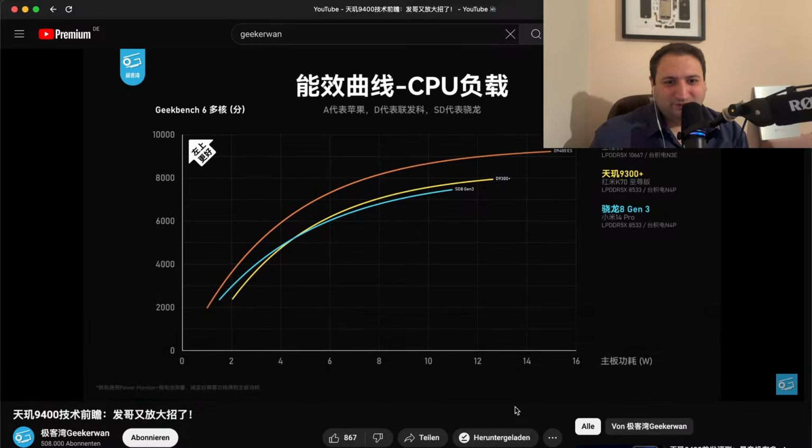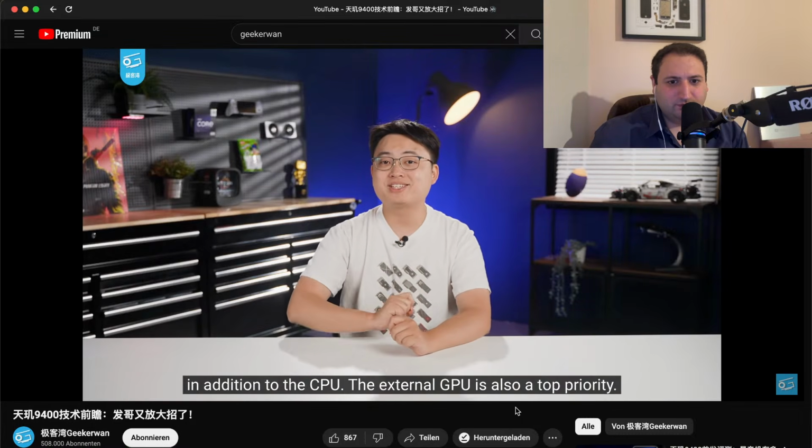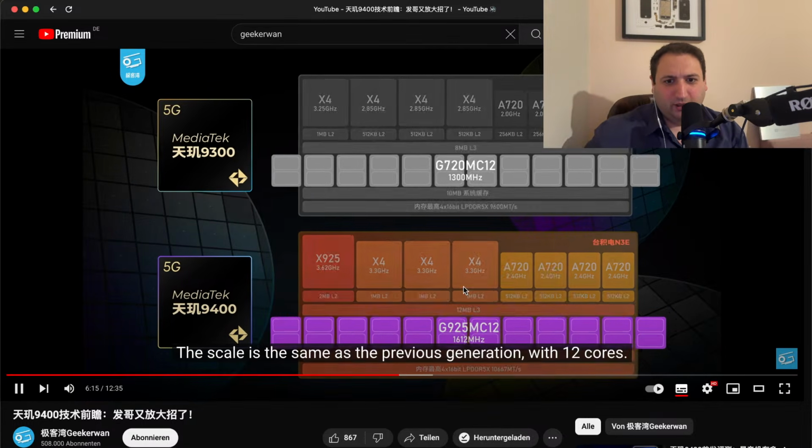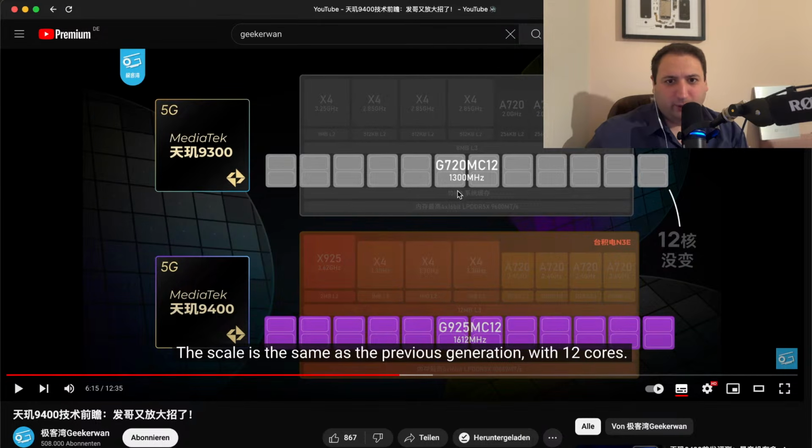High frequency increase from 1300 to 1612. Really nice that they're managing to not go super crazy here with power consumption despite the frequency increase. They do have 12 cores. I do not know how those cores compare in size and in instructions to Apple's cores.